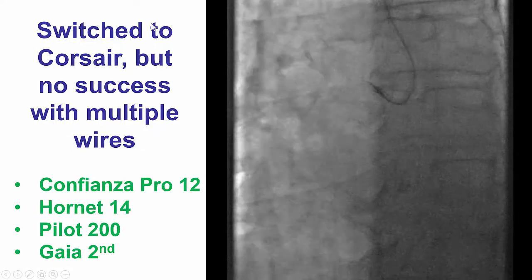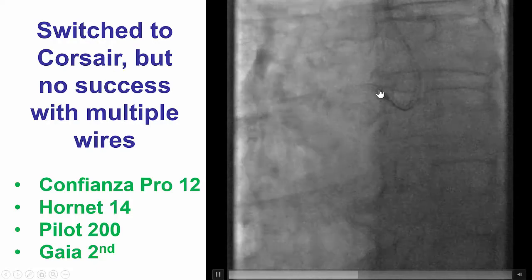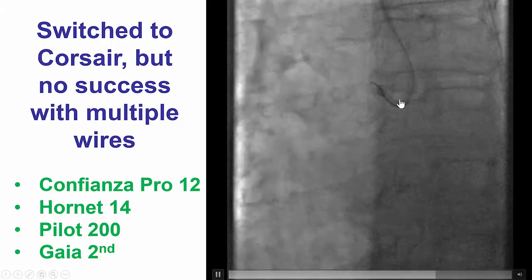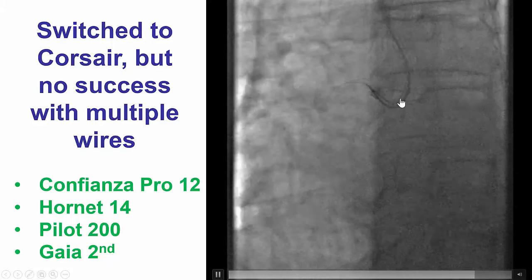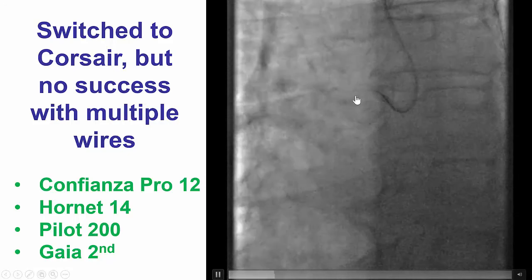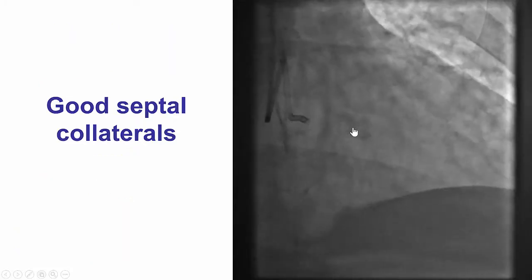We tried to change to microcatheter, so we inserted a Corsair microcatheter and tried several wires, including a Confianza Pro 12, a Hornet 14, a Pilot 200, and a Gaia 2nd. However, we were still unable to make much progress. That was the furthest we could go, which was proximal in the right within the sub-stent area.